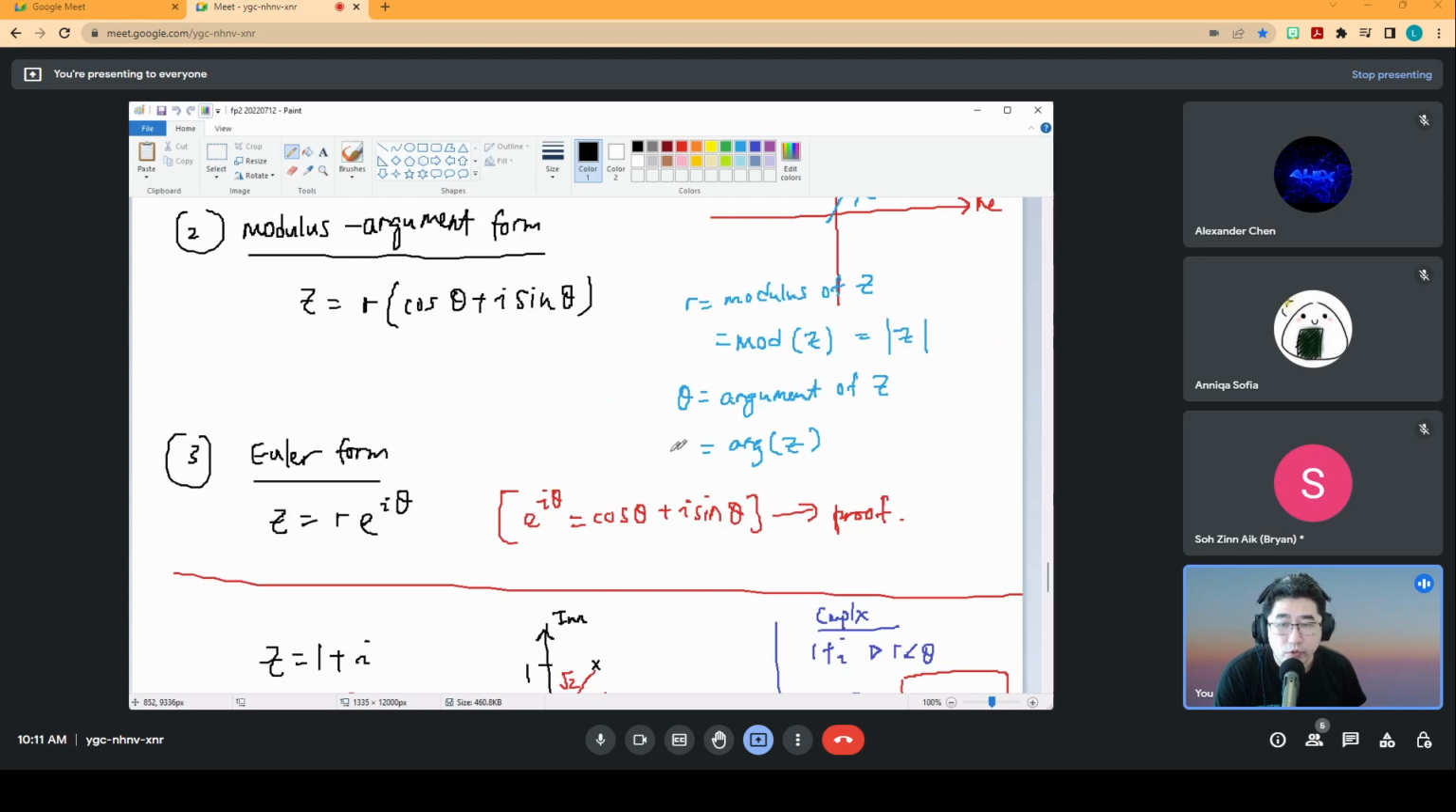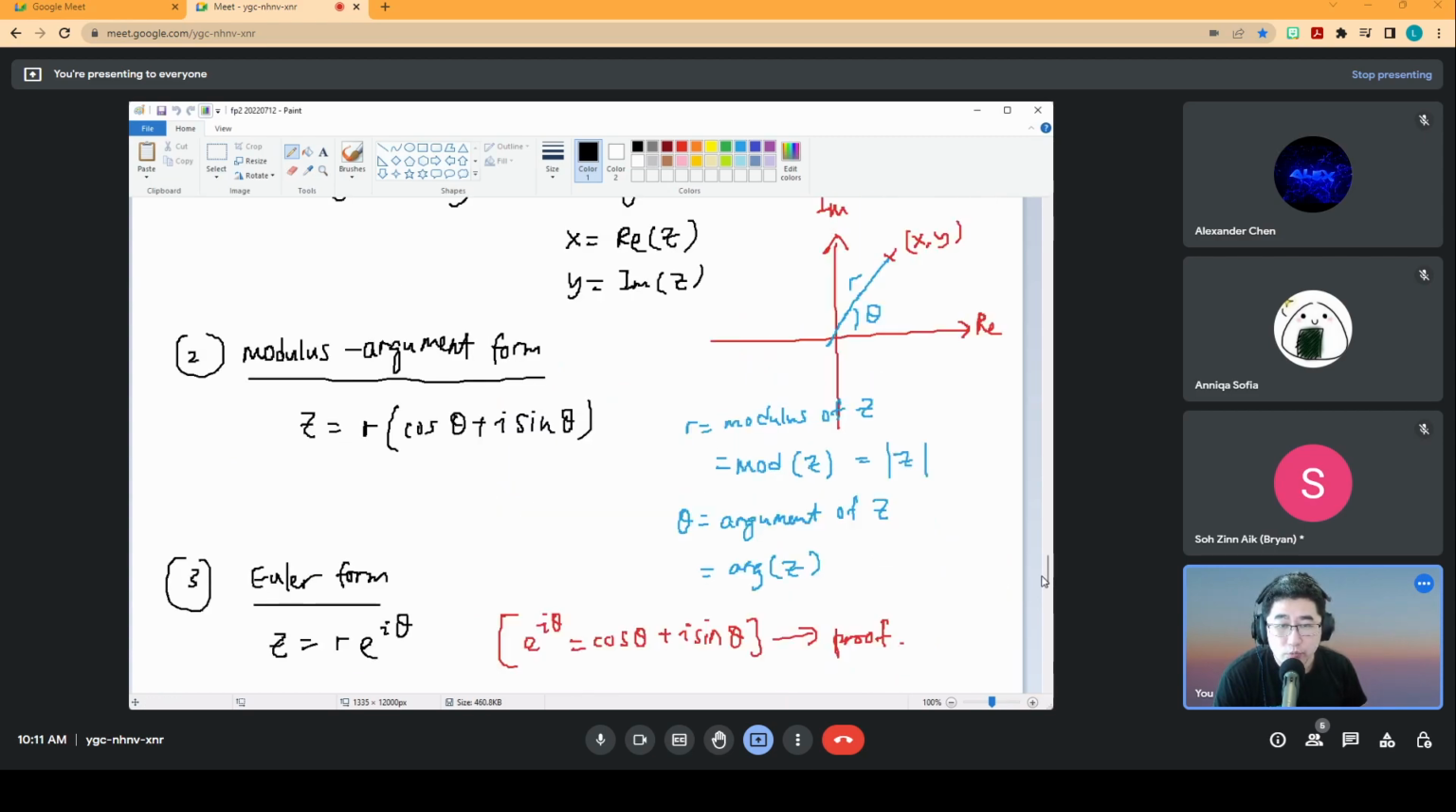Okay, then we have the Euler form. Okay, z equals r e^(i theta). It's the same r here, the same theta here. In other words, e^(i theta) equals cos theta plus i sin theta. I hope you still remember the proof. So far so good, up to whatever we explained here.